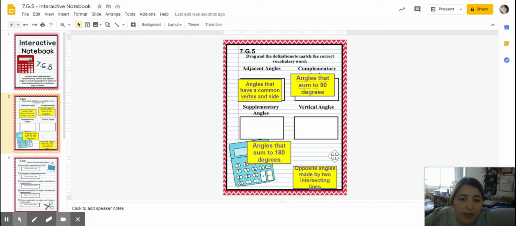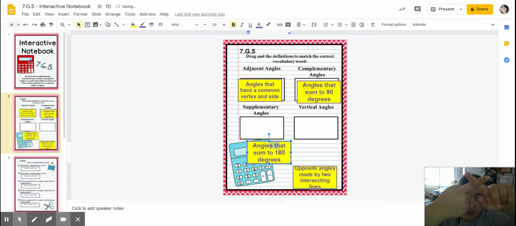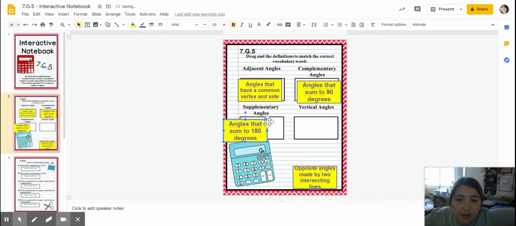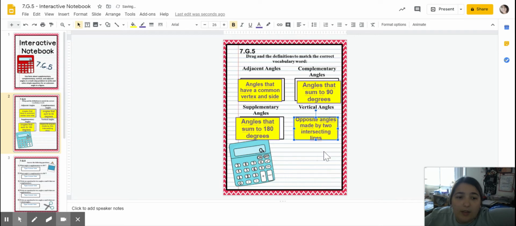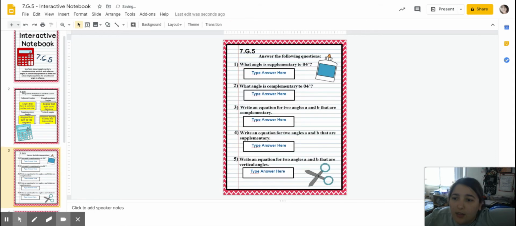Then vertical angles. Those are opposite angles made by two intersecting lines. So if we have lines intersecting like this, the angle here and the angle opposite it would be vertical angles. Let's just move these into place. There we go. All right, and let's go over here to our first slide.